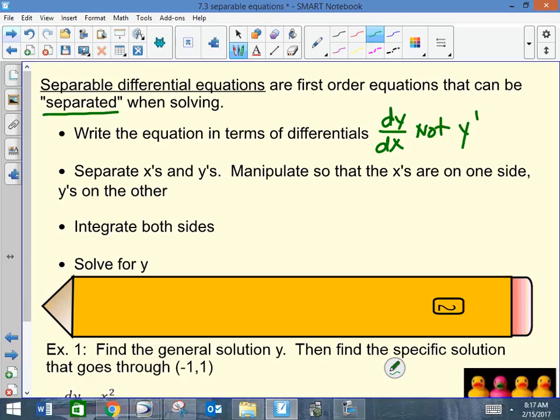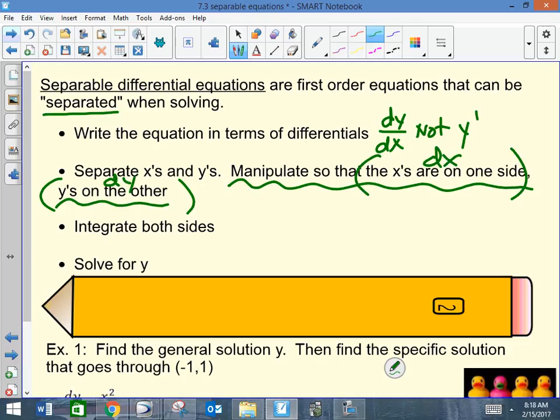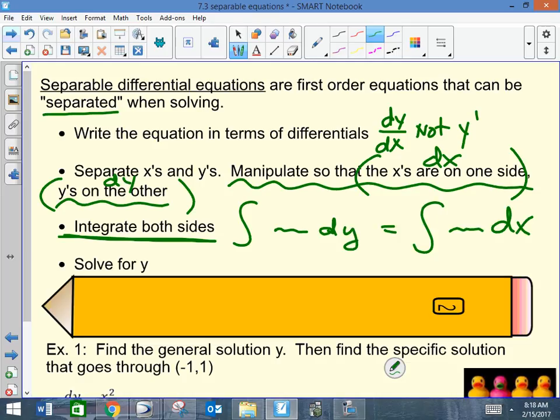Because after we manipulate so that the x's and the y's are separate but together, remember the y will have dy with it, the x's will have dx, okay? Because then we'll be able to integrate with the blah, blah, blah, dy, blah, blah, blah, dx. That's what you're going to be after, okay? And then you'll solve your particular equation for y, okay?